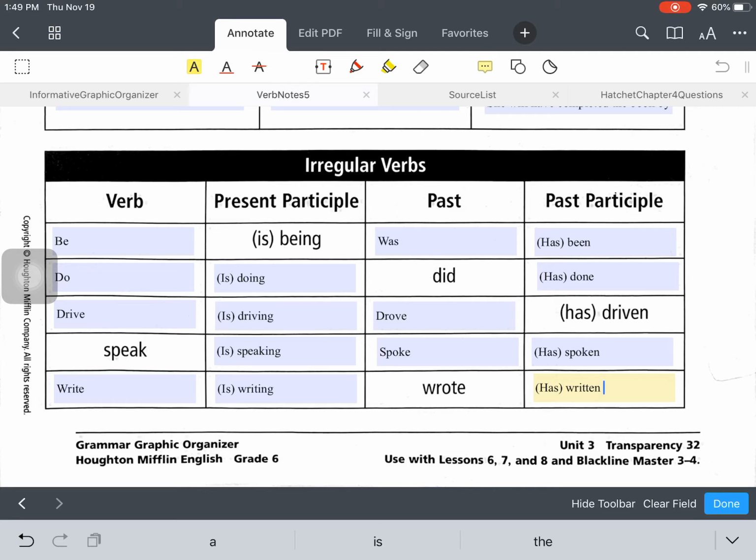Okay, so these are some irregular verbs. They are not all of the irregular verbs. So for irregular verbs, they're not going to follow that normal pattern of adding ed in the past tense, and then in the perfect tenses, when you add has, have, had, will have, they become whole new words. So these are ones that you just have to memorize as you encounter them.